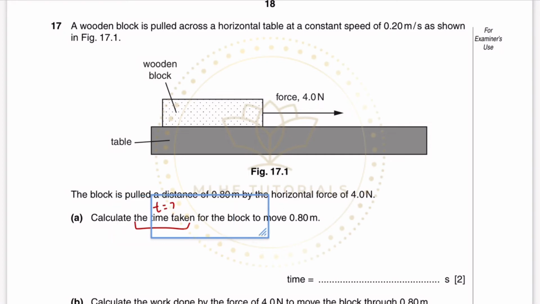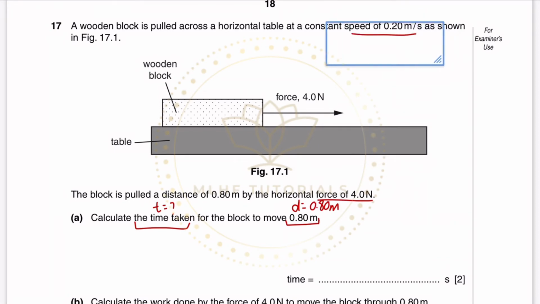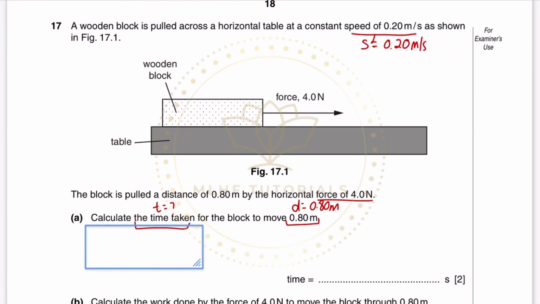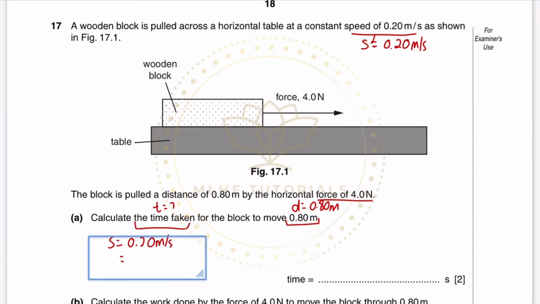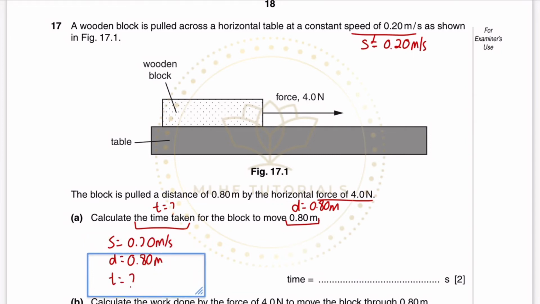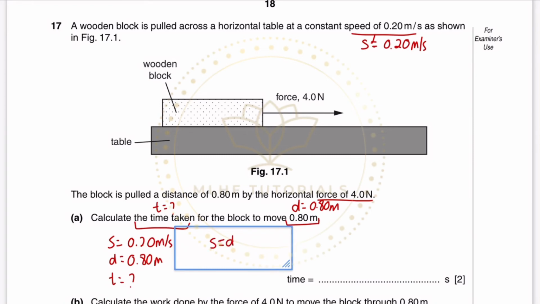Time is, we don't know. The distance is 0.8 meters. We know the force. And then we know the speed. Speed is 0.2 meter per second. Okay, with all this information, speed is equal to 0.2 meter per second, distance is 0.8 meter, and time we do not know. Okay, using the formula, speed is equal to distance divided by time.